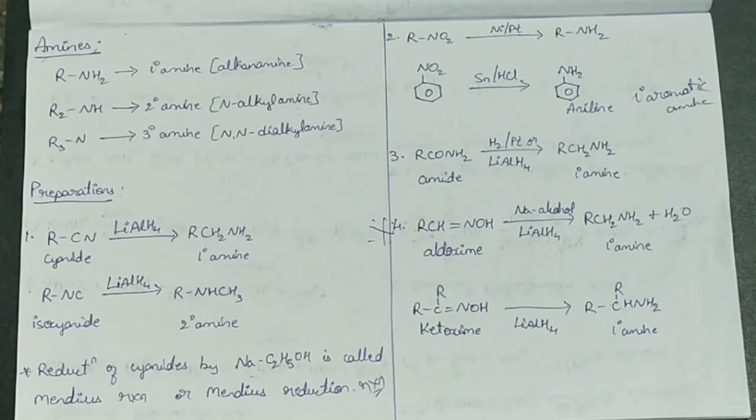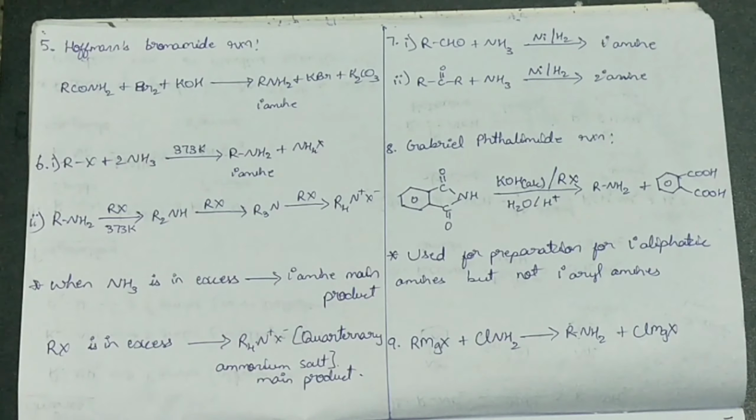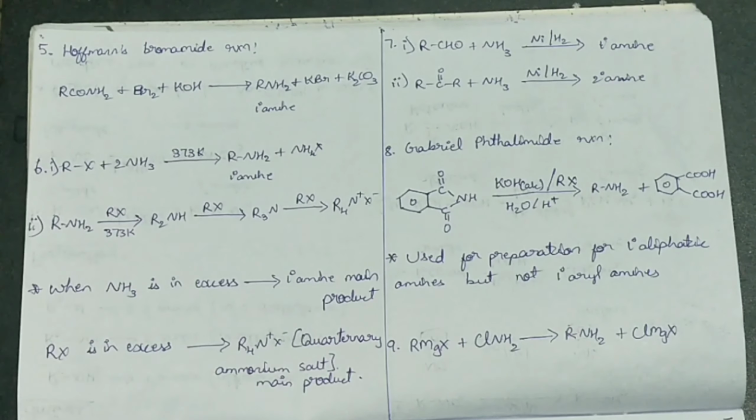For the reduction of aldoxime, the formula RCH=NOH is known as an aldoxime. On reduction with sodium in alcohol it gives a primary amine. Same thing, ketoxime on reduction gives a primary amine. LiAlH4 is a reducing agent. Okay, next reaction will be the Hoffmann bromamide reaction, where an amide group with bromine water gives a primary amine.